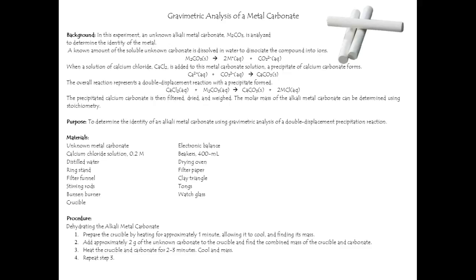Okay, so we'll figure out what the alkali metal carbonate is. Here are the materials. Step 1 is we want to make sure that we get a nice accurate mass for the unknown, which is your alkali metal carbonate. We'll do that by heating it up to make sure it becomes anhydrous, to remove all the water. We'll repeat it. We can get an average mass, and you should have a nice, accurate mass for your unknown.